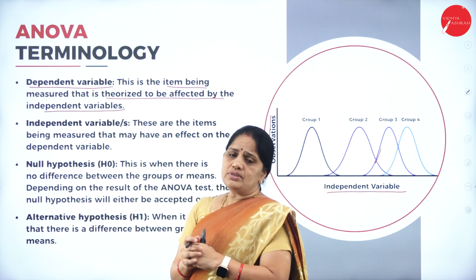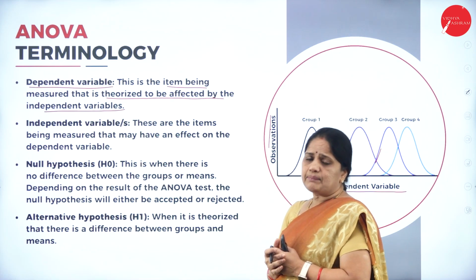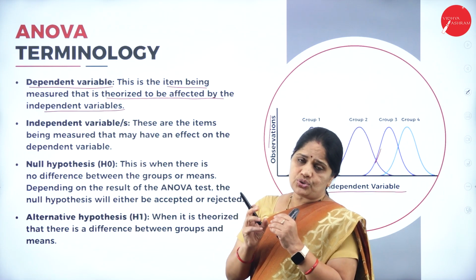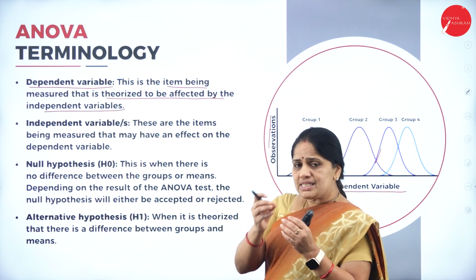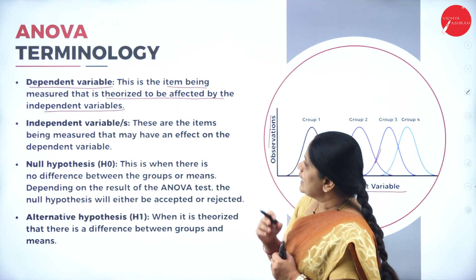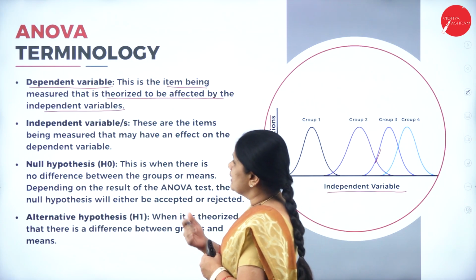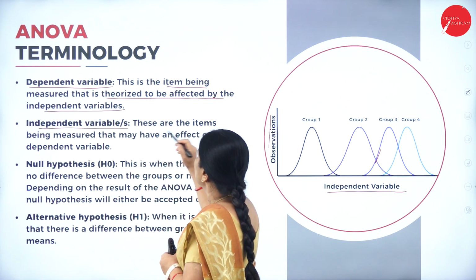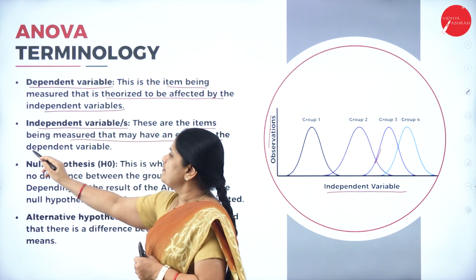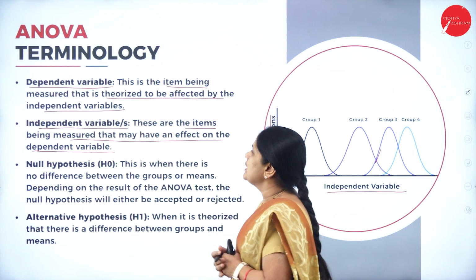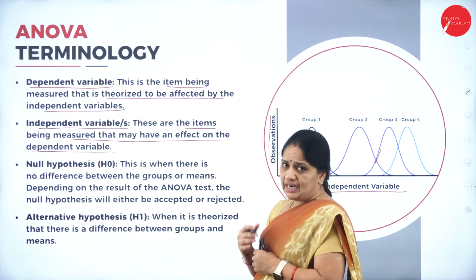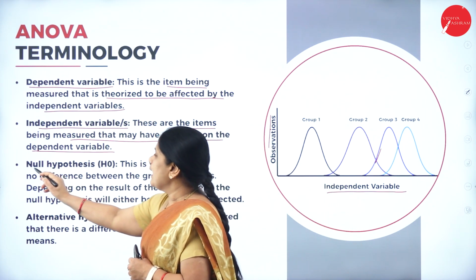That means, going back to the example of the diabetic patients, the dependent variable will be the level of the blood sugar. It will vary based on the medication you are giving to the patients. So that becomes the dependent variable. Next, independent variable. These are the items being measured that may have an effect on the dependent variable. Next, the null hypothesis.